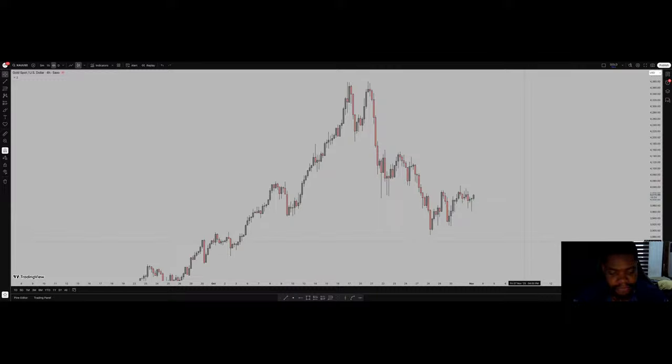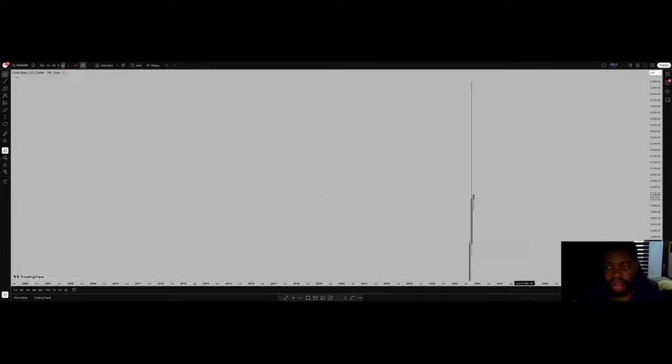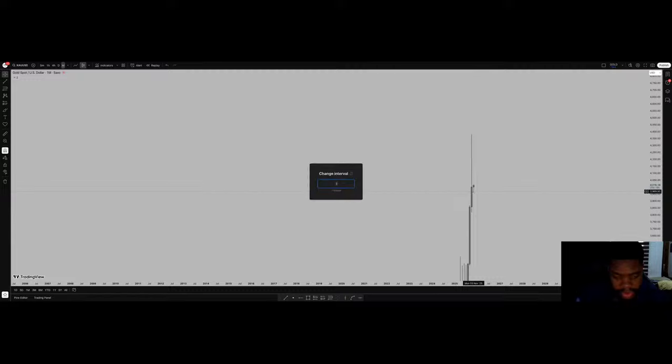So for gold, since it's a new month, we obviously have to start the analysis from the monthly time frame. Since gold has been printing all-time highs, it's still quite bullish for us. So let's go to the weekly. Monthly is still giving us a bullish bias.